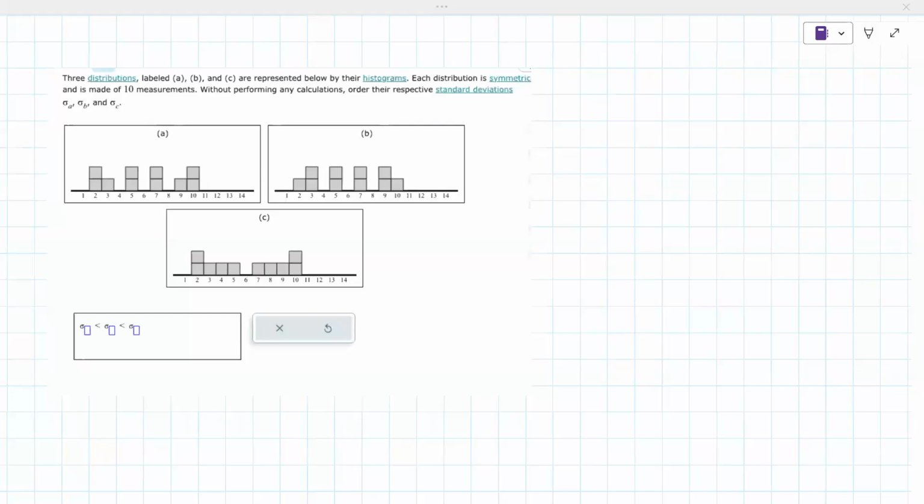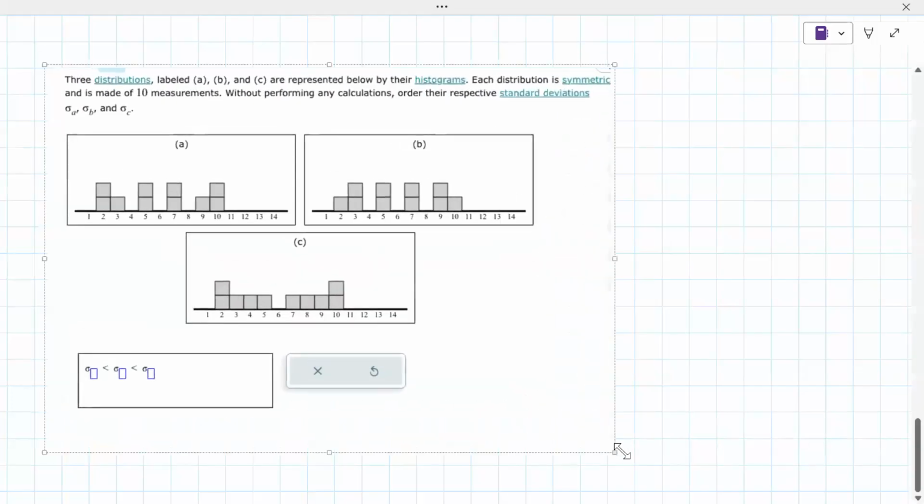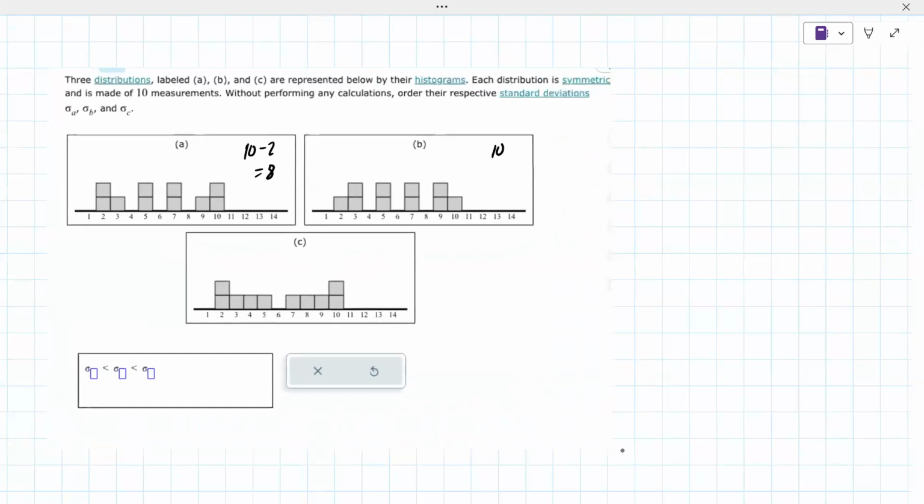Okay, so when you're looking at my screen here, all three of these have the same range. They're all 10 minus 2, which is 8. Yeah, I saw that. I did all of it. I was like, oh, they're all the same. Now what do I do, man? It's like, well, I'm sorry.